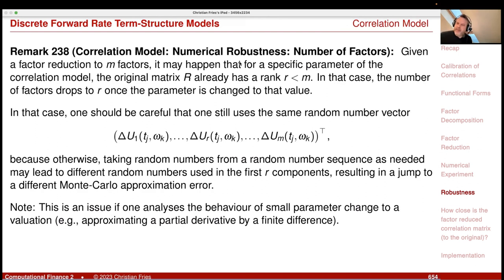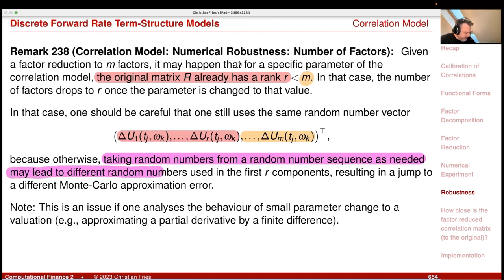Next remark, the number of vectors. I have a model where I reduce the number of vectors to, say, m. M is now my desired number of vectors. But it could be that my specification, for example, exponential minus alpha time difference, suddenly has a rank that is smaller than m. For example, if alpha is zero, it is a one-factor model. In that case, you are a little bit tempted to just use the first factors and not use the other ones. So you have a small change in the parameter and your model flips from an m-factor model to an r-factor model. But if you do this, this is a problem because this changes the random number sequence.